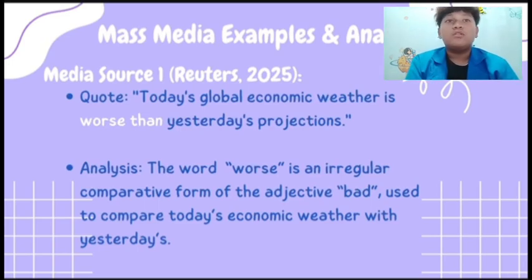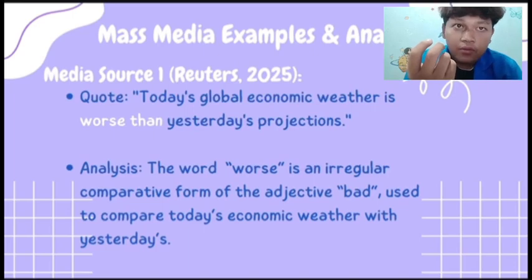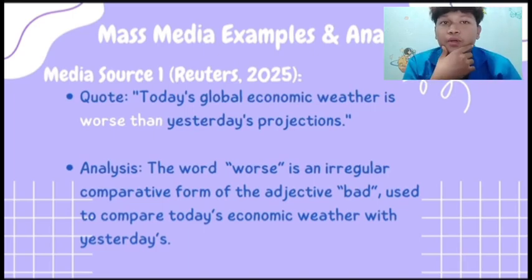And this is the mass media example analysis. The first media source is from Reuters 2025. The quote is, "Today's global economic wealth is worse than yesterday's projection." The word worse is an irregular comparative form of the adjective bad, used to compare today's economic wealth with yesterday's.